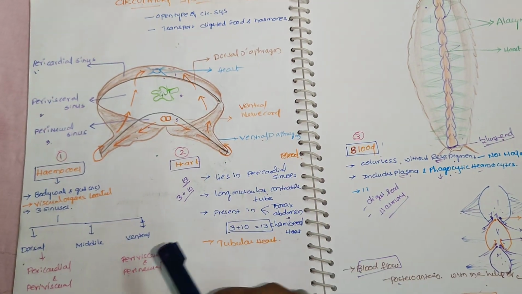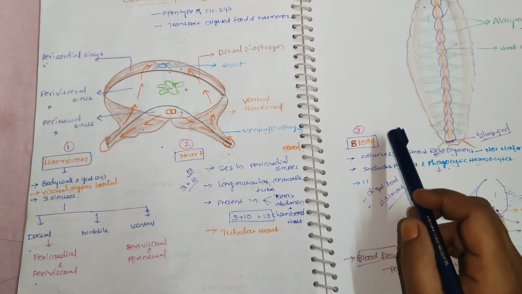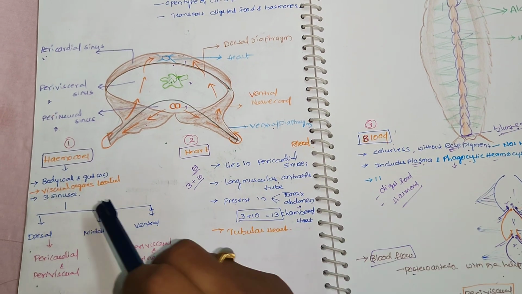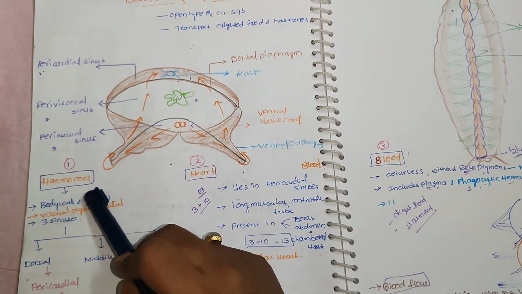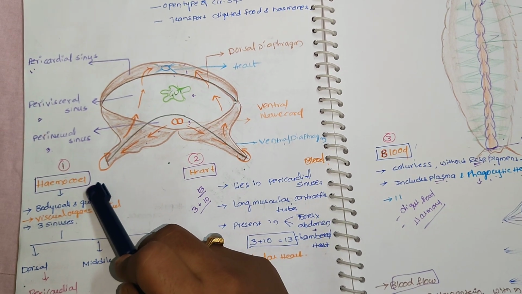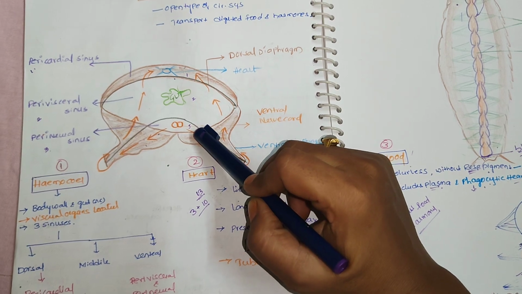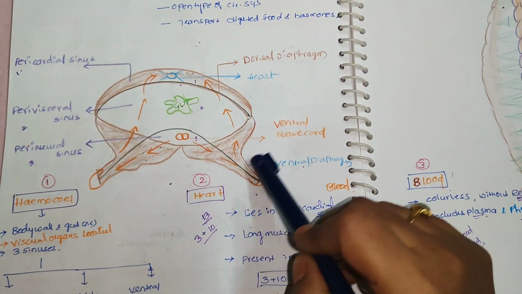With the help of 3 parts we can study the total circulatory system. The parts are hemocoel, heart and blood. First of all, hemocoel: coel means coelom, that is the space, the cavity. With the help of the cavity, the organs are placed in the organism. So here the whole thing is sinuses.